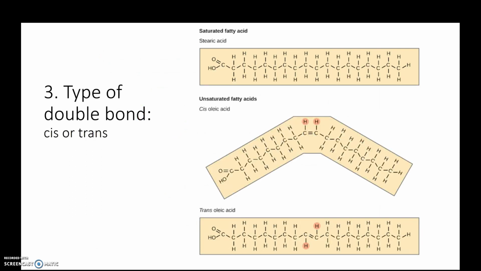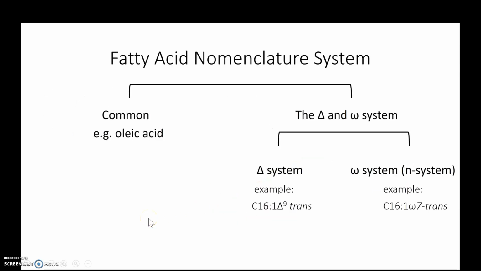So in terms of the type of double bonds, we have the cis or trans. On the very top of the screen, we have a saturated fatty acid that has obviously no double bonds. And then in the middle and the bottom 2 molecules, we have unsaturated fatty acids, the middle one being a cis fatty acid. The reason why we call it a cis, this is sort of like a chemistry review, is that the hydrogen atoms around the double bond are on the same side. If the hydrogen atoms around the double bond are on different sides, then we call it a trans fatty acid.